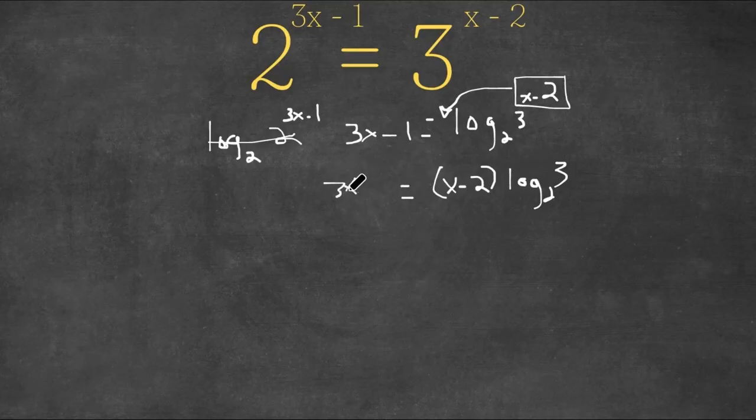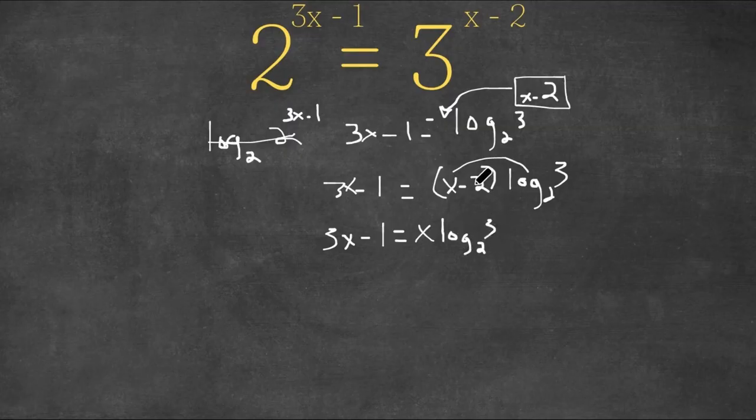3x minus 1. So now we're going to distribute our log subscript 2 of 3 to this x minus 2. So this is 3x minus 1 equals, well, x times log subscript 2 of 3 is simply x log subscript 2 of 3 minus 2 times log subscript 2 of 3 is simply this.